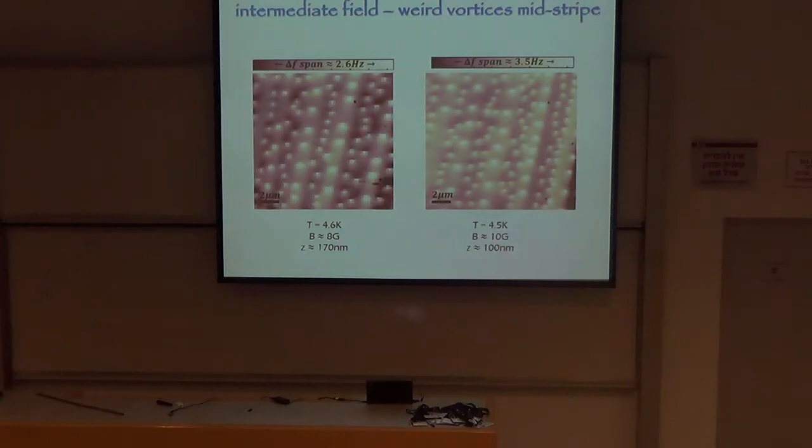If you go to intermediate fields, then you see that these lines, these stripes, have an inner structure because they can trap vortices. Okay, so if there's enough pressure for vortices to overcome whatever this is, then they find a place to sit. They actually look a little weird. I don't know if you can see that they're brighter than the other vortices. We're still working on this, so I don't know if this is something important or something completely different.